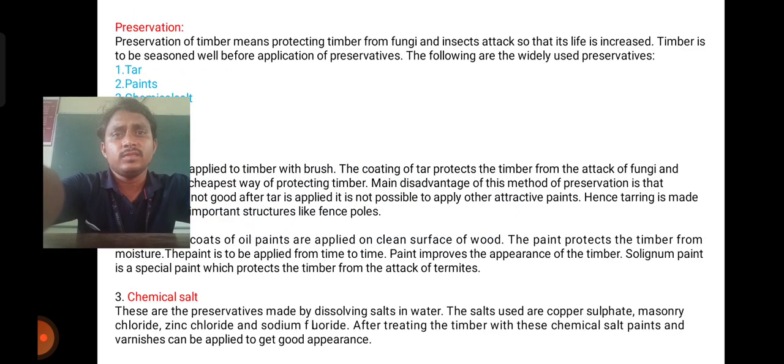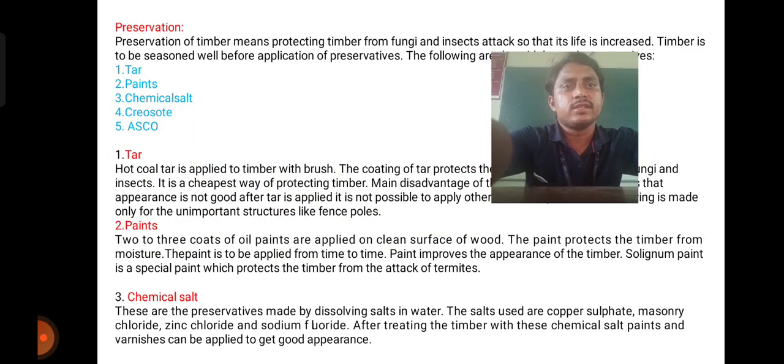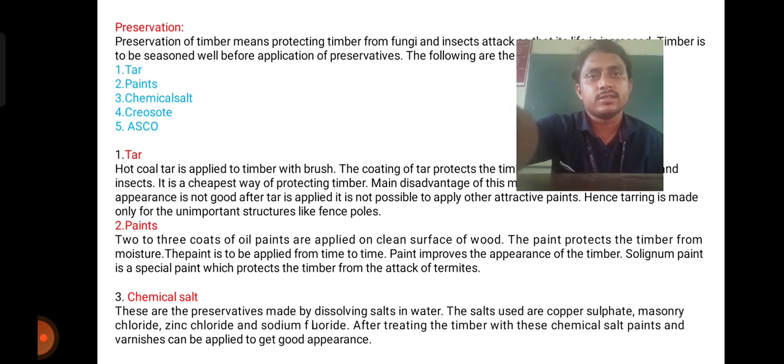And how can we prevent these defects in timber structures? The defects are due to fungi, excess moisture content, insects, which means termites and beetles, excess loads, and seasoning. So these are all the defects in timber structures. How can we prevent this type of defects in timber structures?